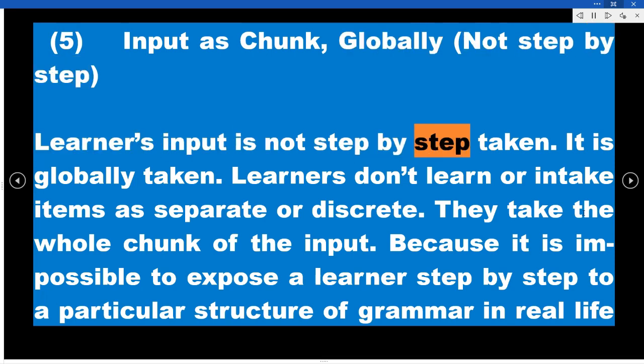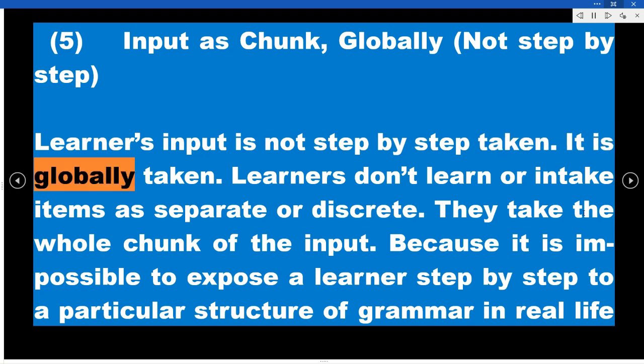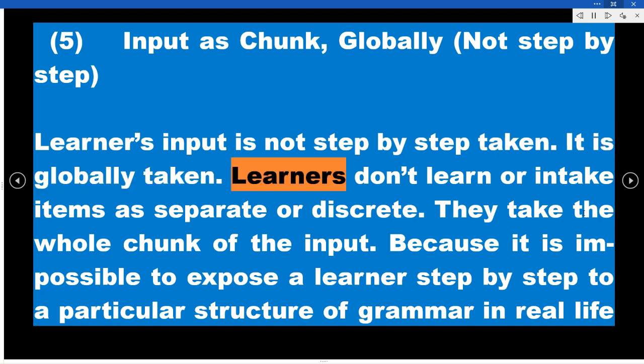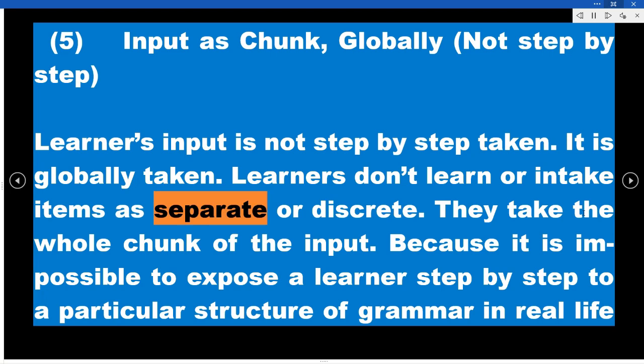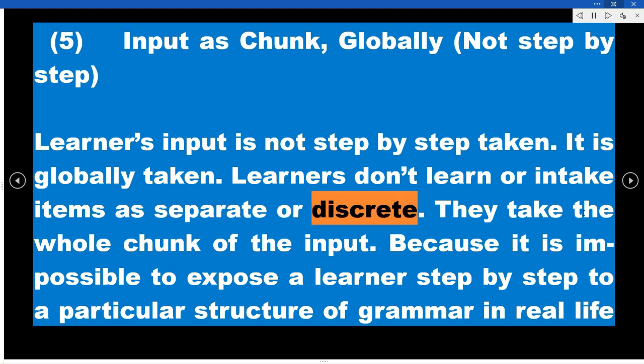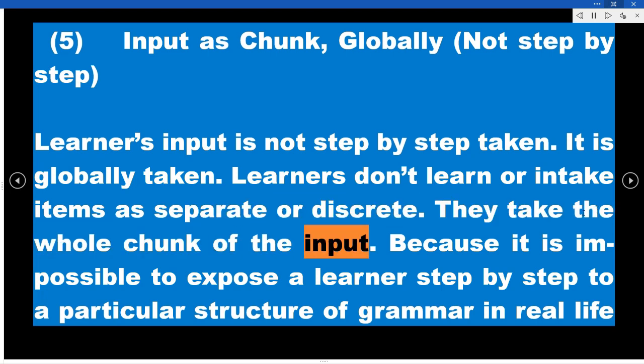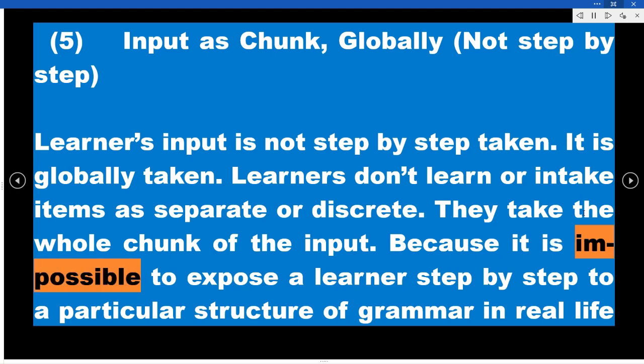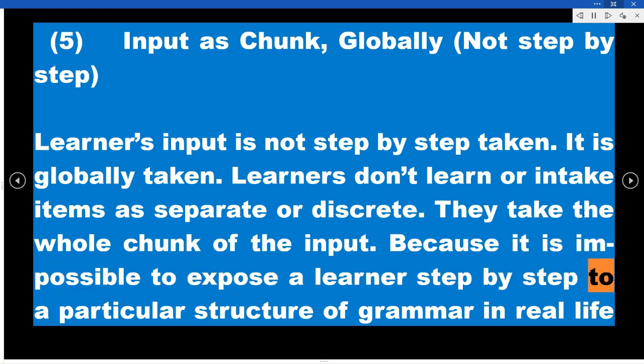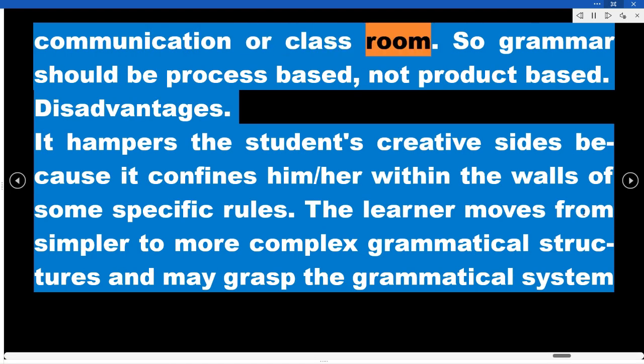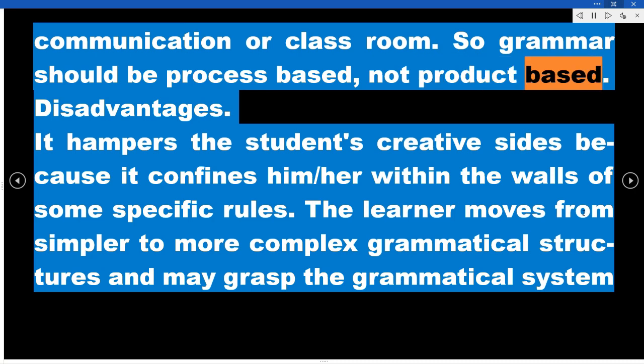5. Input as chunk, globally, not step by step. Learner's input is not taken step by step. It is taken globally. Learners don't learn or take in items as separate or discrete. They take the whole chunk of the input. Because it is impossible to expose a learner step by step to a particular structure of grammar in real-life communication or classroom, grammar should be process-based, not product-based.